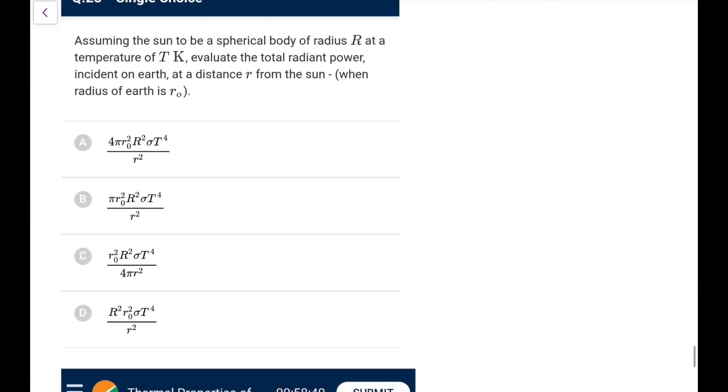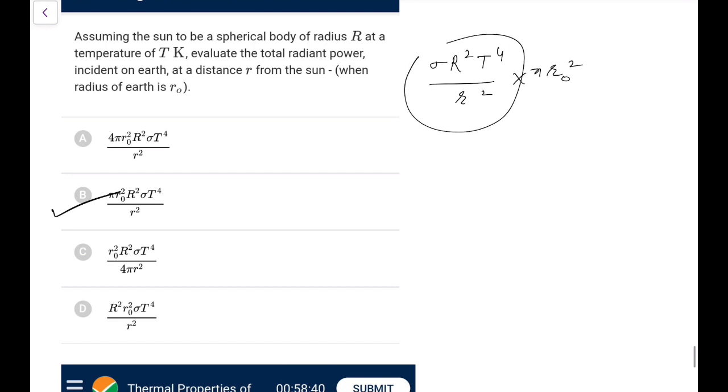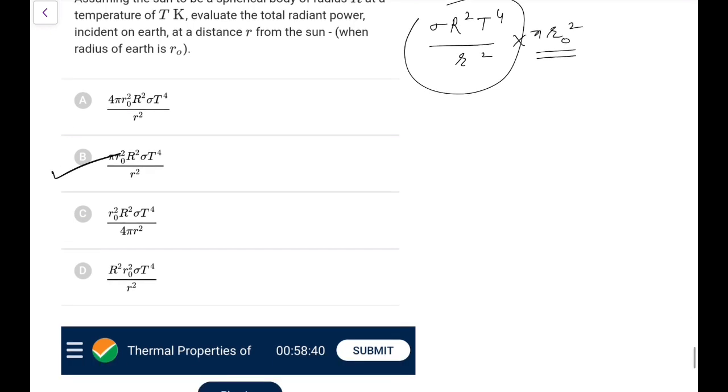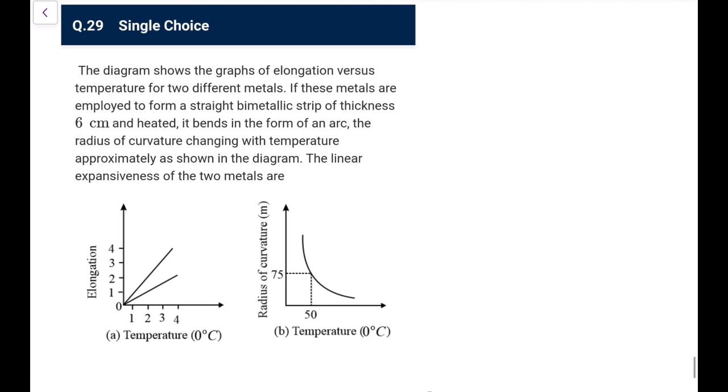Assuming the sun to be a spherical body of radius R at temperature T, evaluate the total radiant power incident on the earth at a distance R. What we did just before was sigma T to the power 4 times R square upon R naught square per unit area, where R naught is the mean distance. For the earth, the maximum area that can face it perpendicularly would be pi R square, not 2 pi R square. So multiplied by pi R naught square, you will get the answer. Go for option B here. This was the solar constant per unit area, multiplied by the maximum area that the earth can present perpendicular to the incoming radiation.